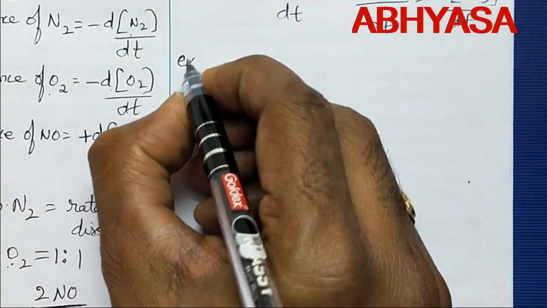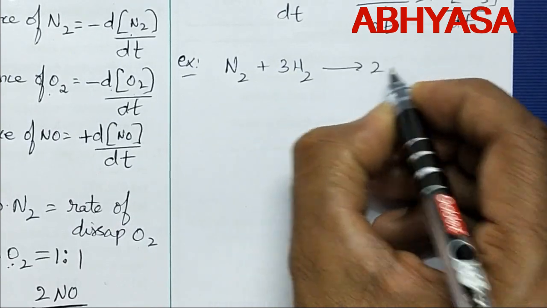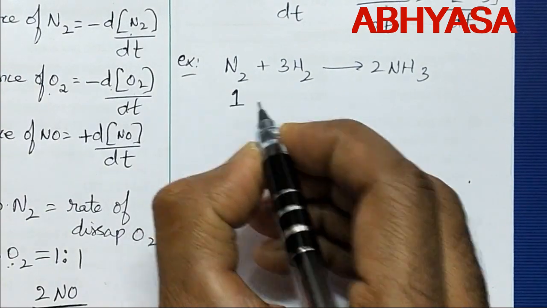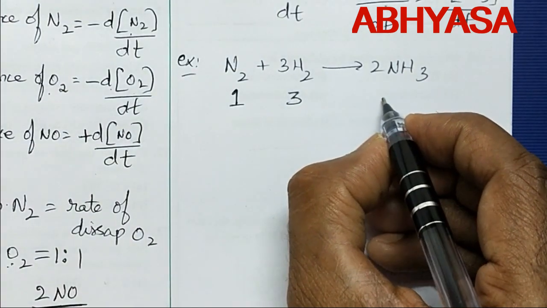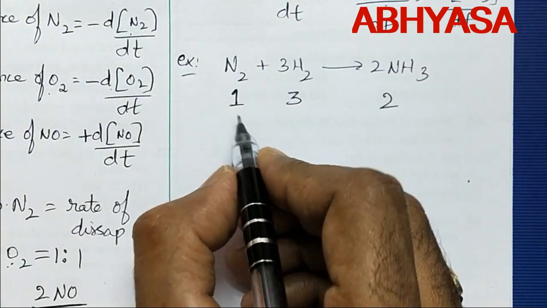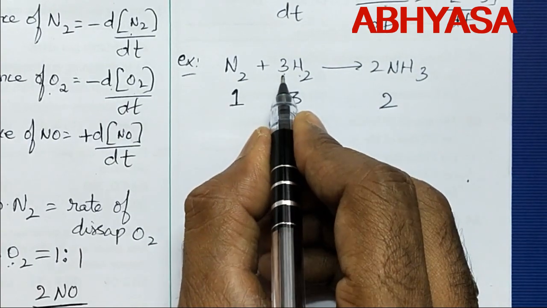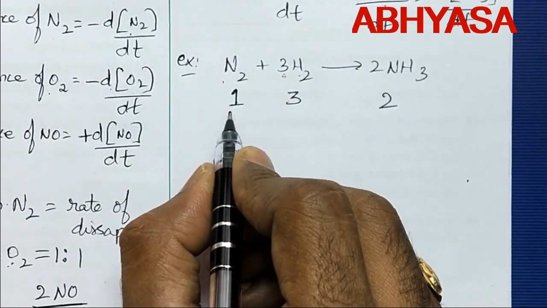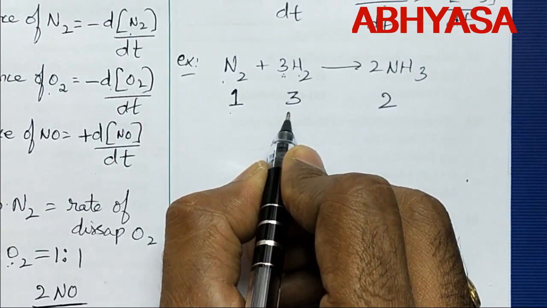Let us take another example. If we consider N2 plus 3H2 gives rise to 2 ammonia. Now see the molar ratio. It is 1 mole of nitrogen combining with 3 moles of hydrogen in order to form 2 moles of ammonia. So the rate of disappearance of hydrogen is 3 times the rate of disappearance of nitrogen, isn't it? During the time interval when 1 mole of nitrogen is consumed, 3 moles of hydrogen will be consumed, isn't it?